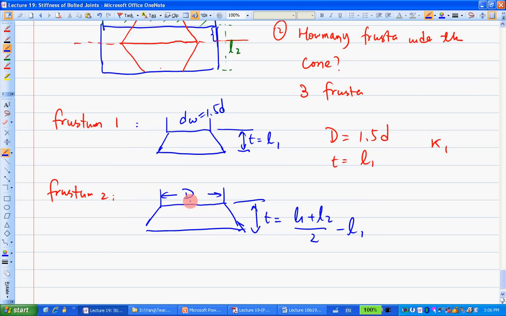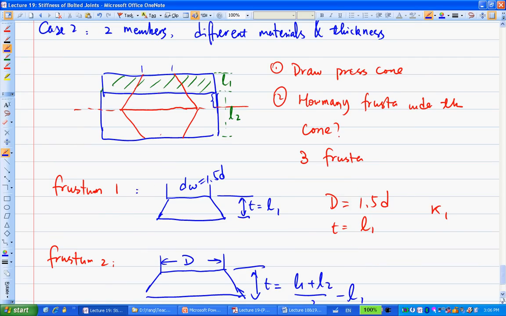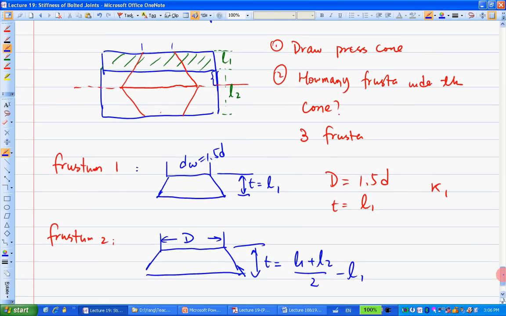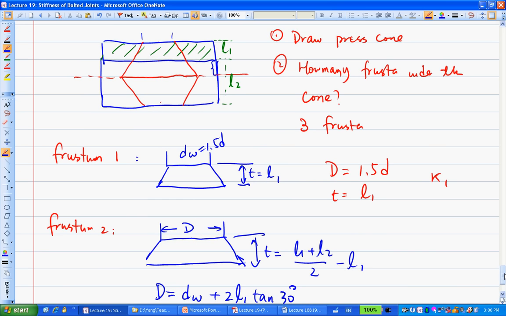Capital D. What's the capital D here? DW plus 2L1 and tan 30. So D, let's just make it DW plus 2L1 tan 30. Let's just see if that makes sense or not. Okay, yeah, I think that's right.